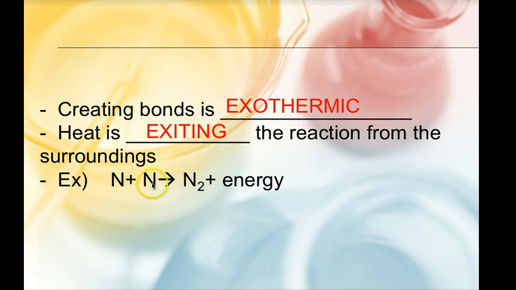Here's another example. It's the opposite of what we just looked at. You have two individual or single N atoms, nitrogen atoms. You're now combining them. You're forming a bond. Notice the energy is on the right-hand side. Could have written heat, but if you see the word energy, it's the same thing. That's telling you it's exothermic.